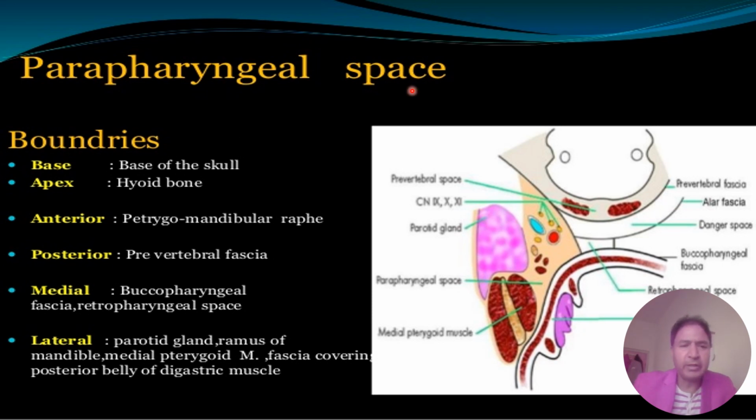So we learn that the base is on the skull base and apex is on the hyoid bone. Anterior is the pterygomandibular raphe, pterygoid and mandible.